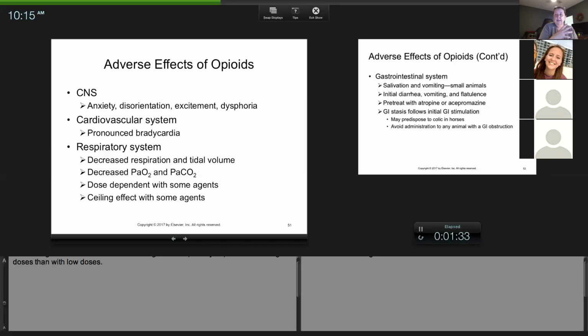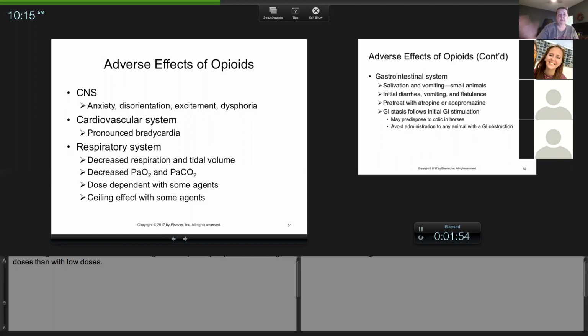And you can get some pronounced bradycardia, a lower heart rate. Now, you should not get a heart rate like an alpha 2 heart rate. When I say it'll just maybe be a little bit lower, not where I'm talking about like the 30s and the 40s. That's alpha 2 heart rates.